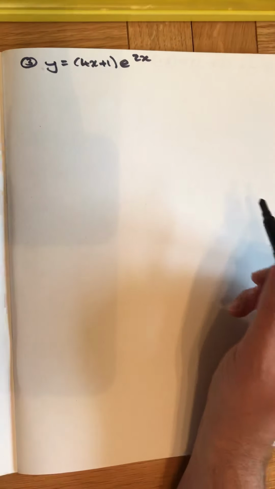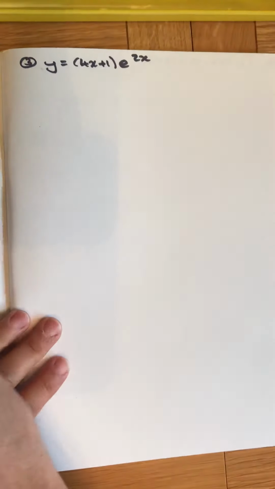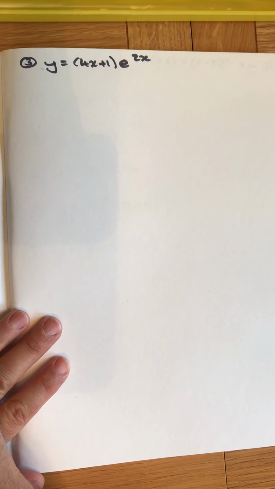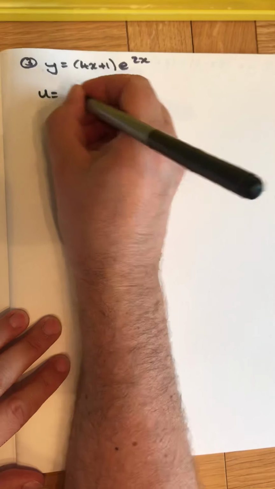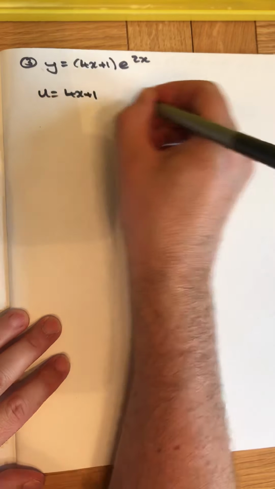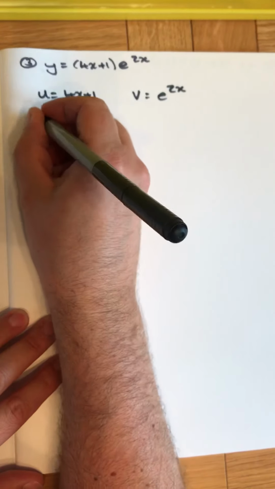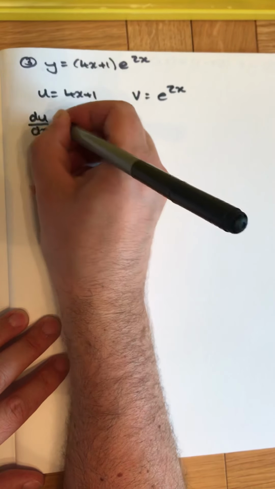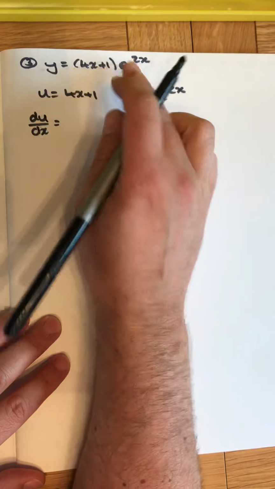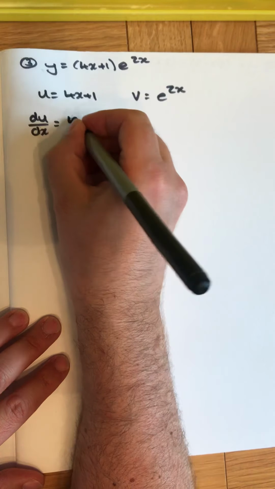Okay, example number 3. We've got 4x plus 1 all multiplied by e to the 2x. So start writing out what u is, what is v. It's important at the moment, it's obvious you know you're doing product rule, but when you're on your own doing this later on, or in months to come, it's about spotting that we're timesing 2 separate functions together.